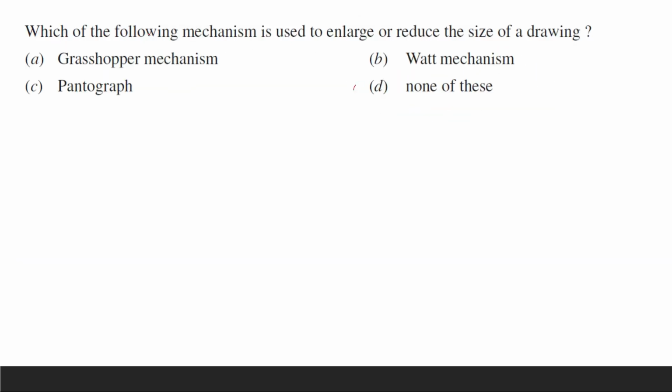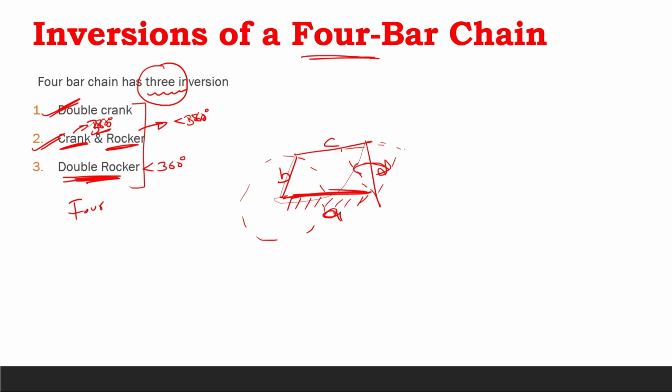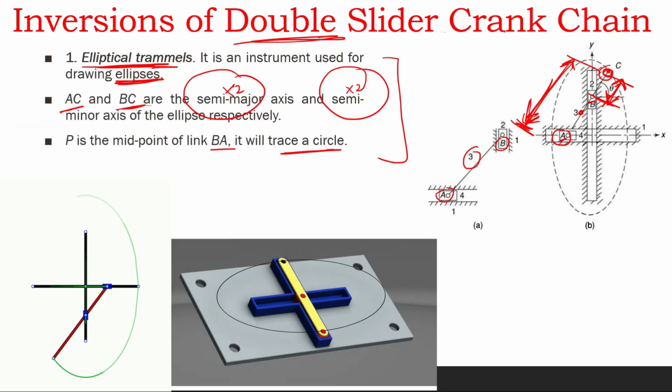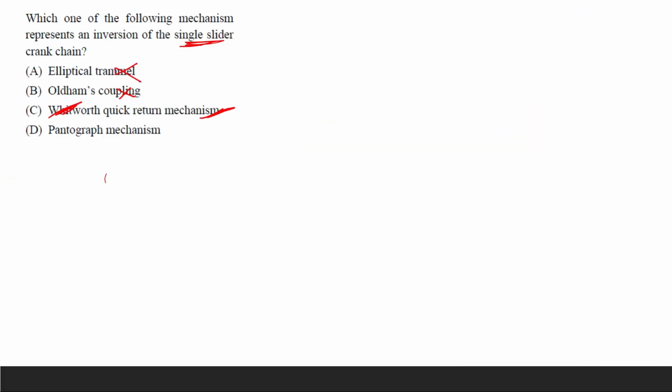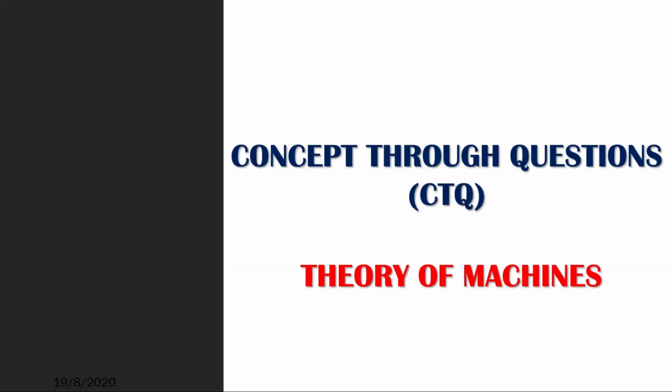Now next is, which of the following mechanisms is used to enlarge or reduce the image? That we have already discussed, sir. Pantograph is used to enlarge or reduce the image. So friends, this is all about today's video, and this is a very short video. I have tried to cover just the basic concept. You have to just see this slide, this slide, this slide, and this slide. If you see these 4 to 5 slides, you will be able to attempt all the questions related to inversion in theory of machine.